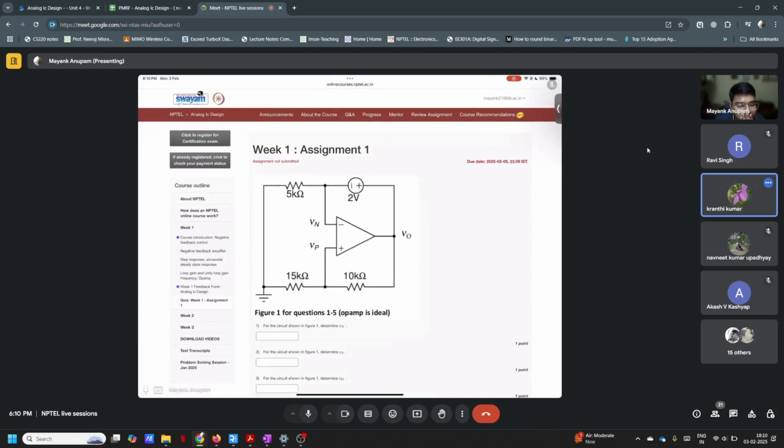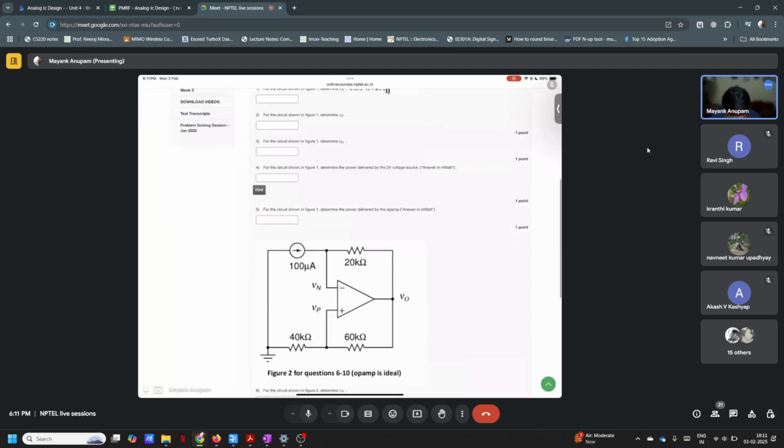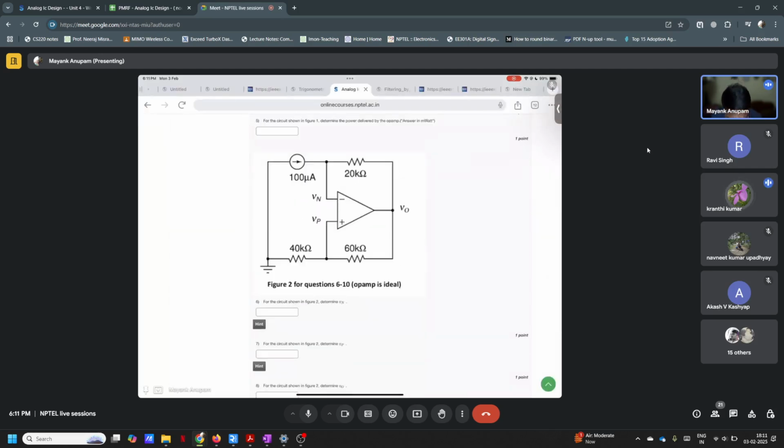The doubt is, actually it is an ideal op amp, right? Yes, it is an ideal op amp. How I am approaching is, the 100 microamp is also flowing in this 40K and 60K. Okay, second question, figure two. Through the ground, the current will be zero. So the same 100 microamp will flow through the 40 kilo ohm.